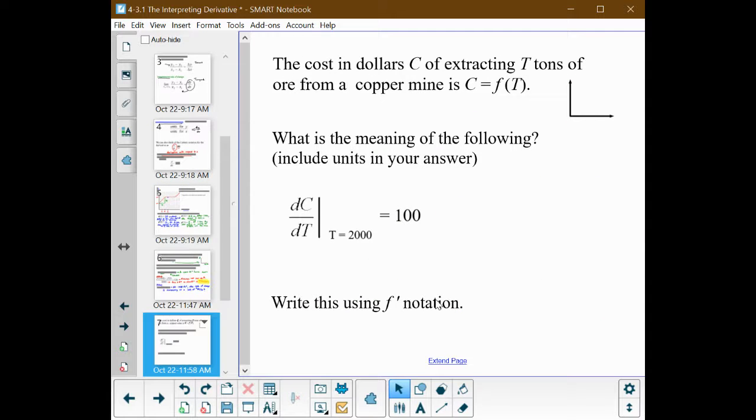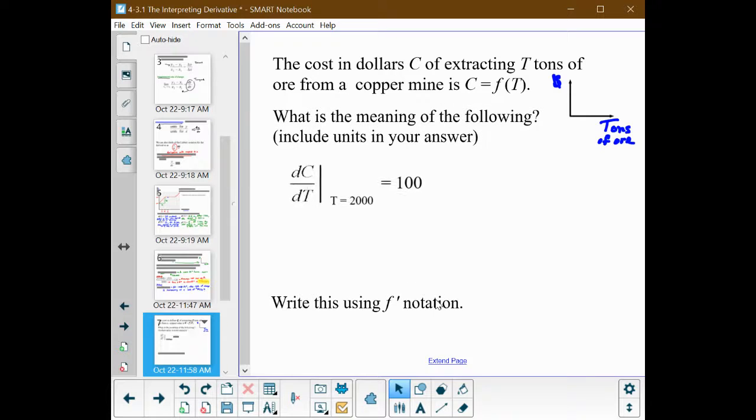All right, we'll do one with Leibniz notation here. This one's similar. You can pause the video to write this down for yourself. But we have a cost again. This time we're extracting T tons of ore from a copper mine. So this is tons of ore along our x-axis, and the dollars again, cost, along our y-axis. I'm going to slide this stuff up again because there's a little more space for my iPad here.